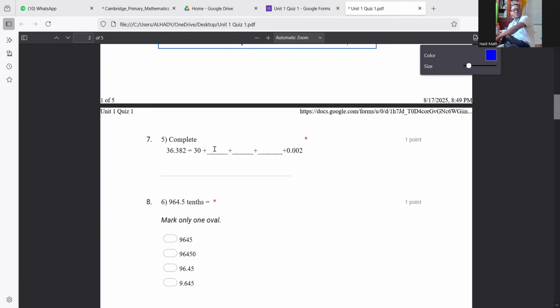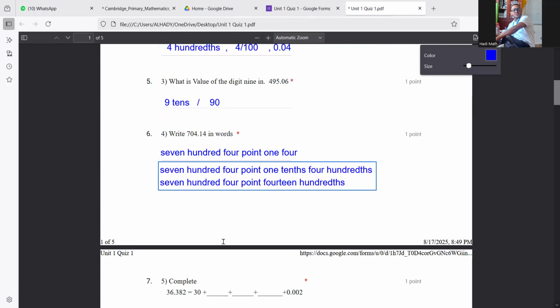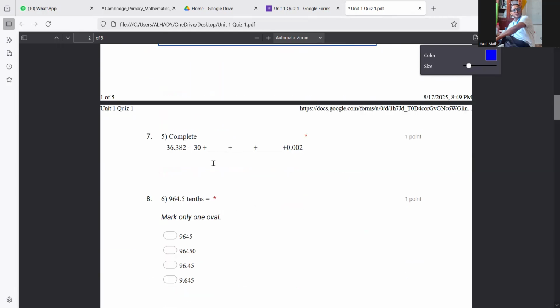36.382 is equal to 30 plus, like you need to write any number according to its place value. Plus 6, because this 6 is ones. Plus the 3, what is it? It is tenths. You write it 0.3. That's all. Don't add more things. Then plus the 8 is hundredths.